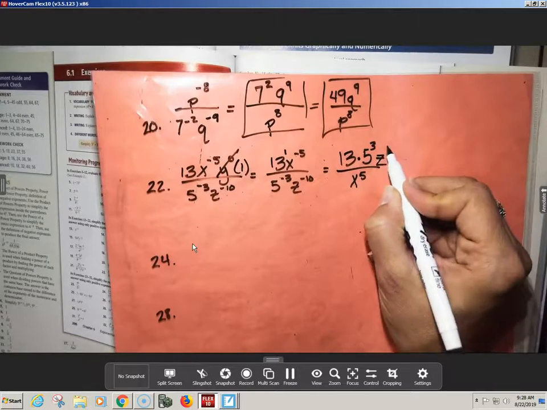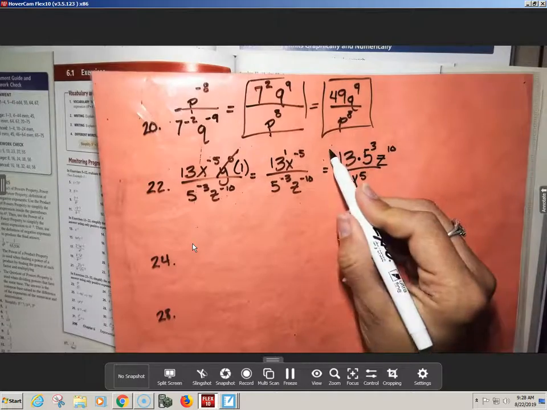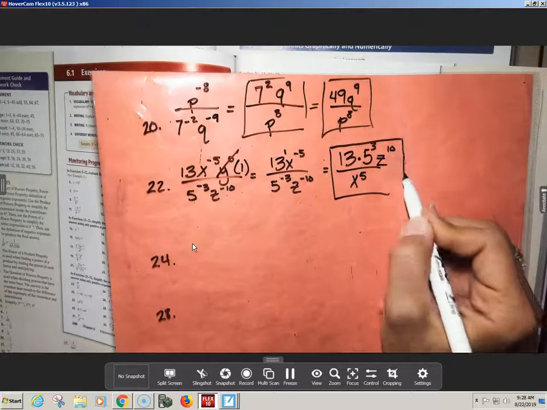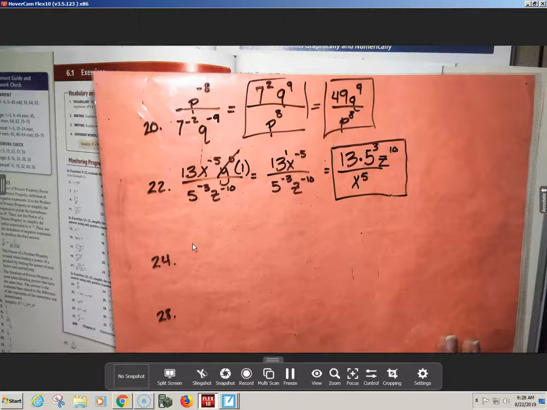Z to the 10th. Now there are no like bases. If you had your calculator, you could go ahead and do 13 times 5 times 5 times 5, but if you guys are okay stopping, I'm okay stopping. Andrew, did you have a question?